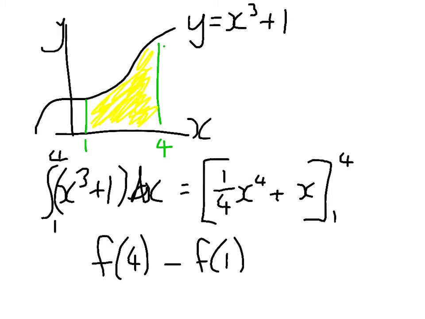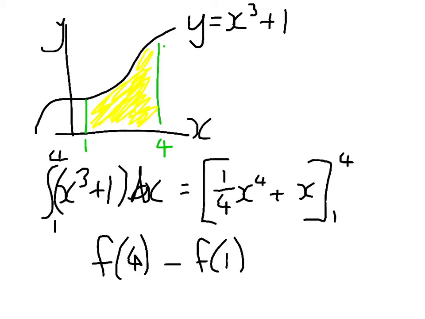So f of 4 is basically working out all this area here, right the way back to the y-axis, that total area. So by working out f of 4, we're working out the total area up to there. We're taking away f of 1, which is this little bit that we didn't actually want. So we can use integration to find the area under a curve.